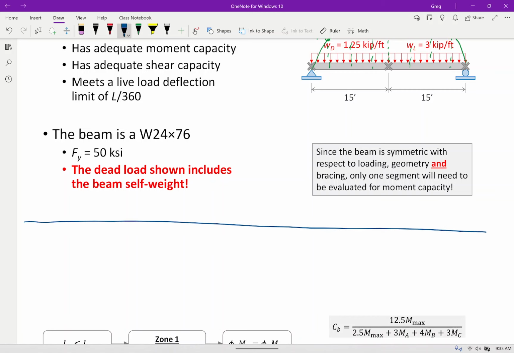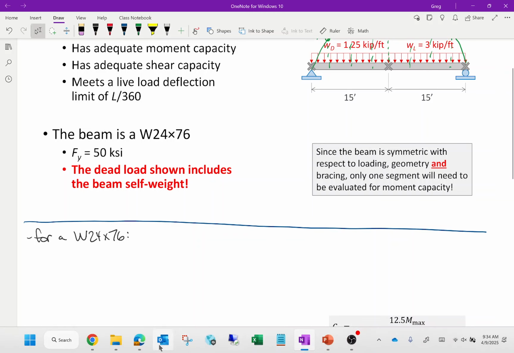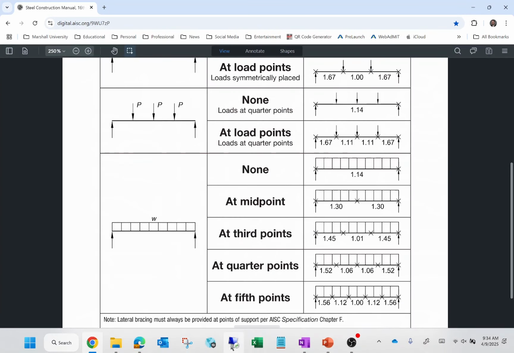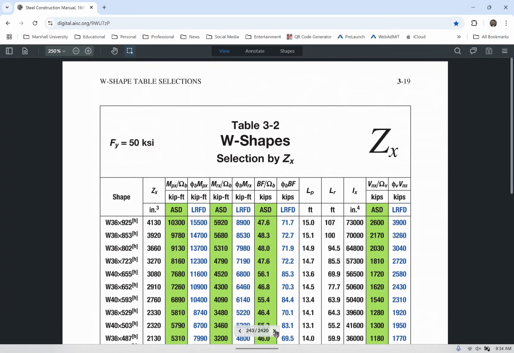Okay. So now that we've gotten that out of the way, let's go to table 3.2 and look up a W24 by 76. Okay? So here's the manual. I'm going to flip the pages over a little bit.